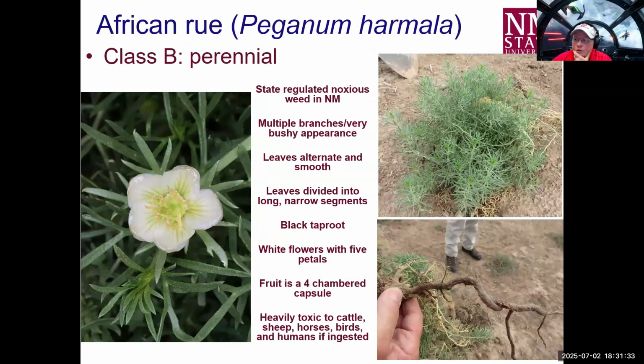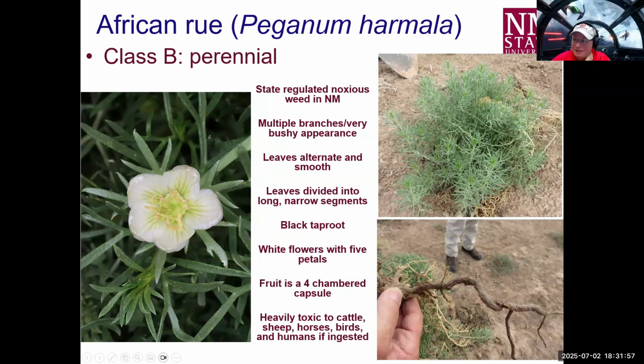I included African rue, even though it is a Class B perennial and relatively localized to the southern portion of the state. I included it because of I-25 and the movement of trucks in our area. It is starting to move north. And that's a problem because every part of this plant is toxic: the roots, the leaves, the flowers, and especially the berries and the seeds.